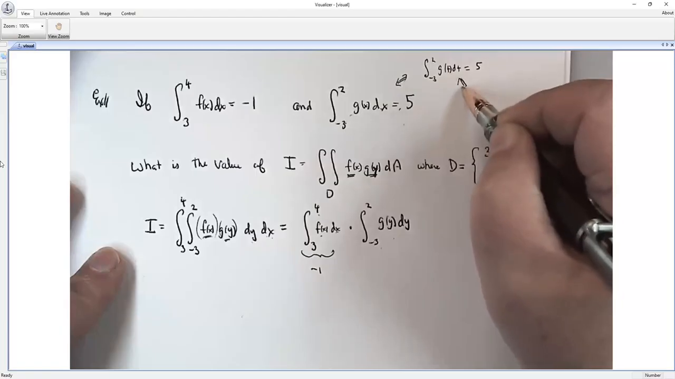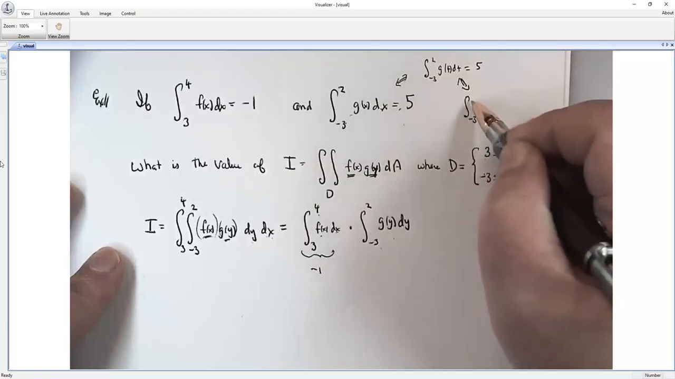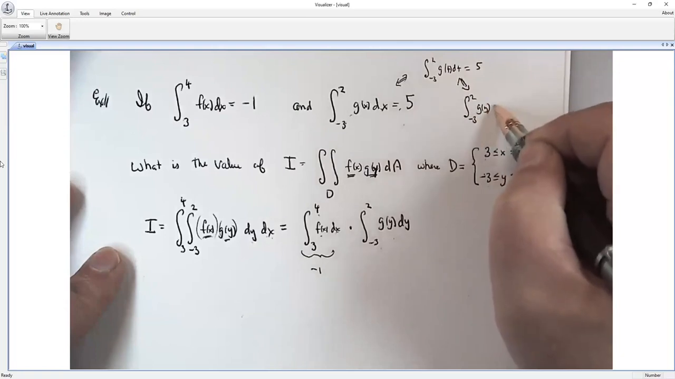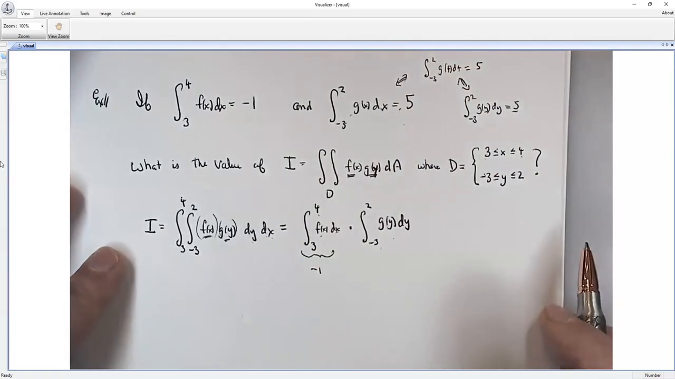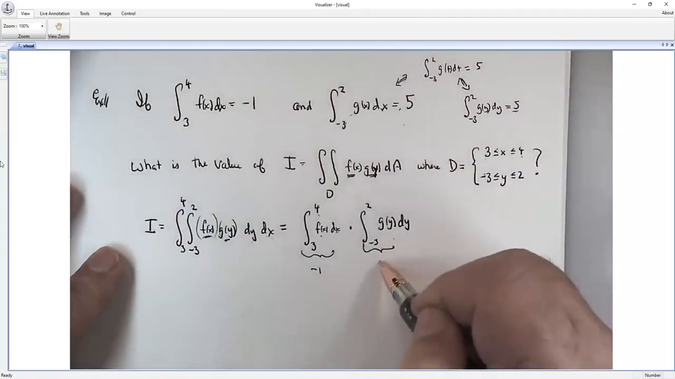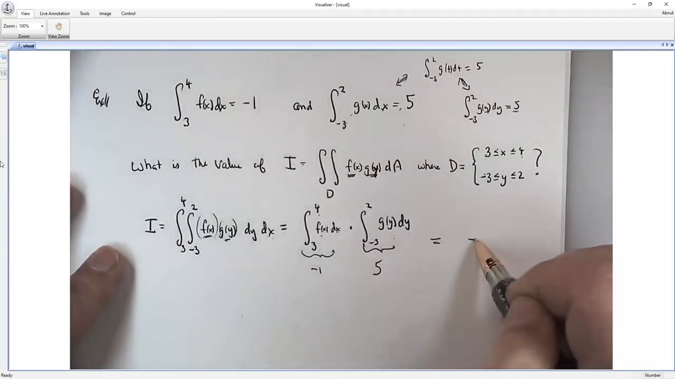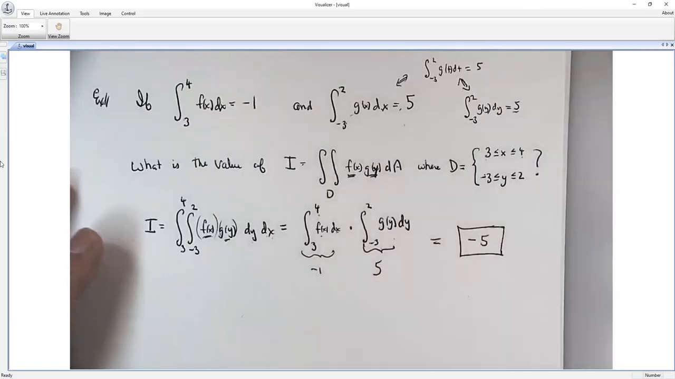And you can change the letter to something else you want, like y. The integral from -3 to 2 of g of y dy, it's still 5. It doesn't matter what the letter is. So this part is going to be 5. So the answer to my question is -5.